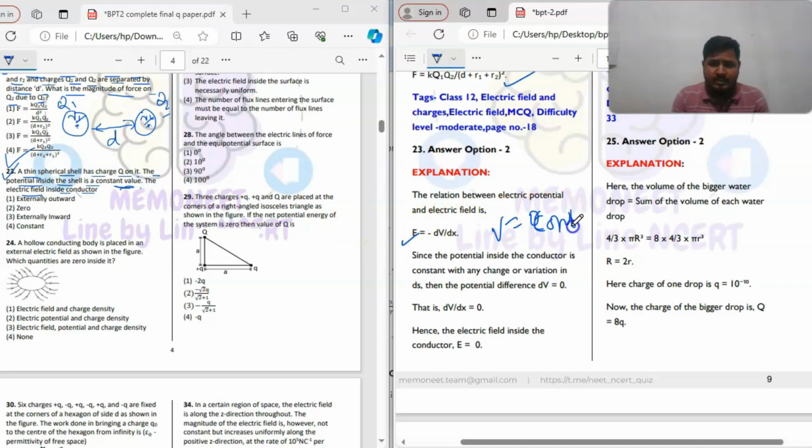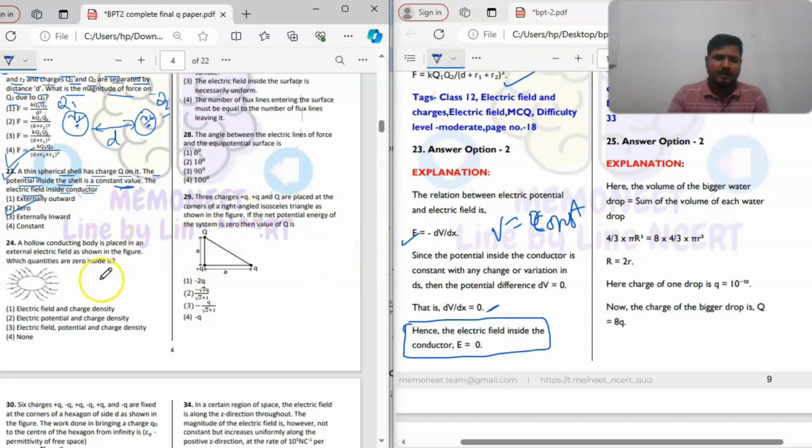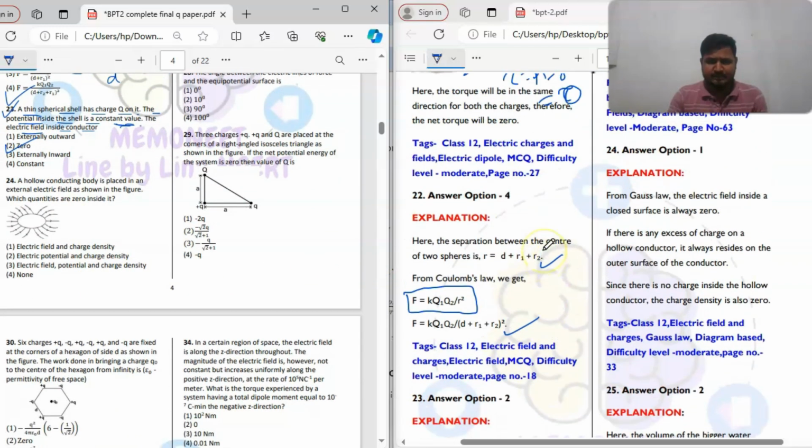V is equal to constant. If we differentiate the constant, then we get 0. So this implies that the electric field inside the conductor is 0. So our second option is the correct option. Now move to the next question.